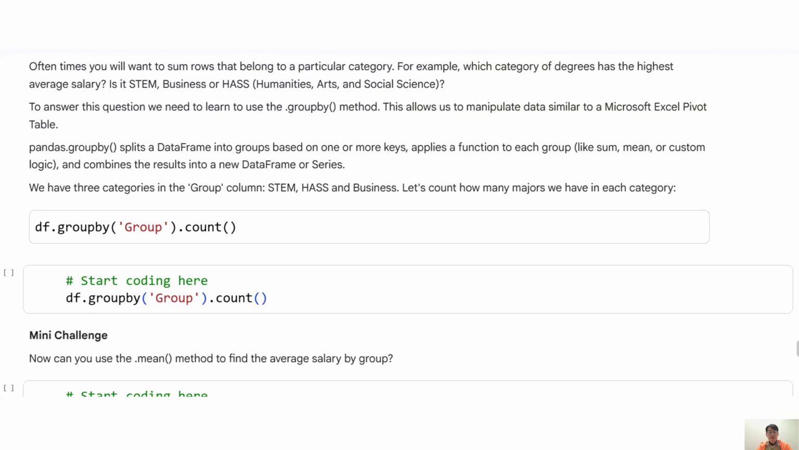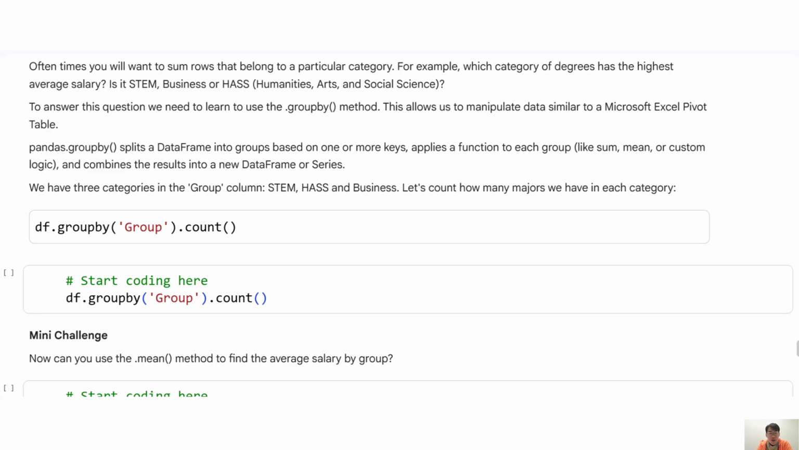Next, for the previous sessions, we only looked into majors, but what about schools, like humanities and arts, business, and STEM? There's a function in Pandas which allows you to compile the unique values in a column, categorize them, bring them all together, and analyze the data.